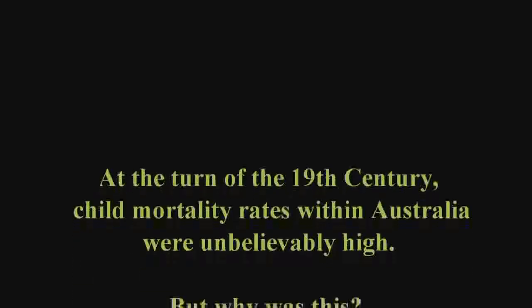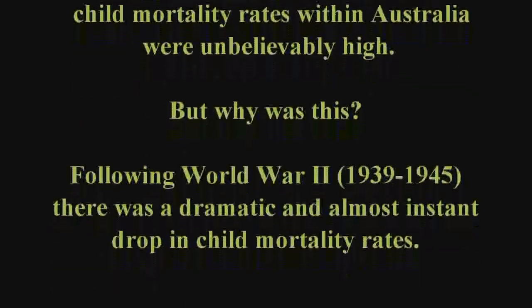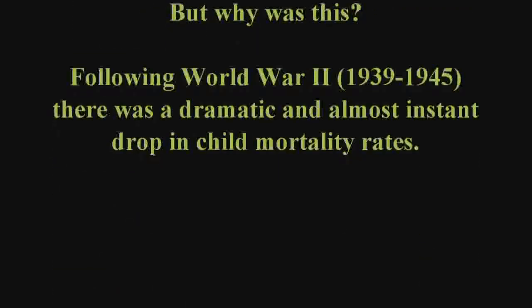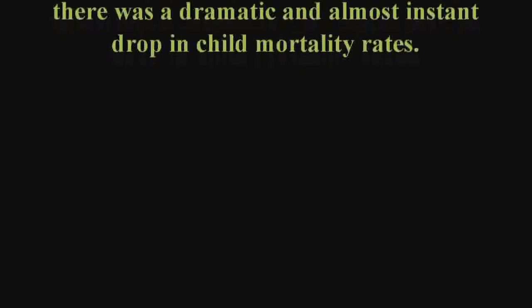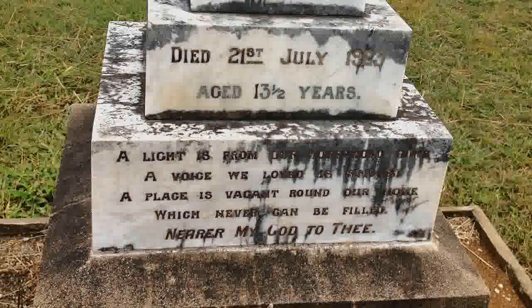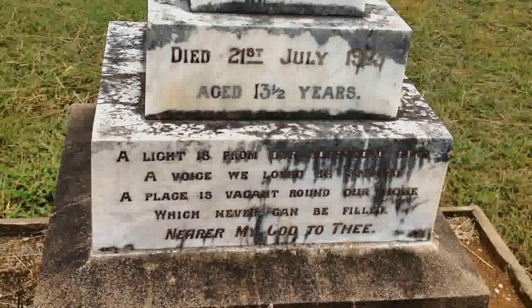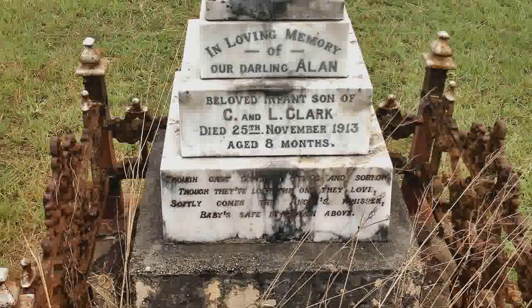At the turn of the 19th century, child mortality rates within Australia were unbelievably high. But why was this? Following World War II, there was a dramatic and almost instant drop in child mortality rates. What were the childhood death rates in the late 19th and early 20th century in Australia?